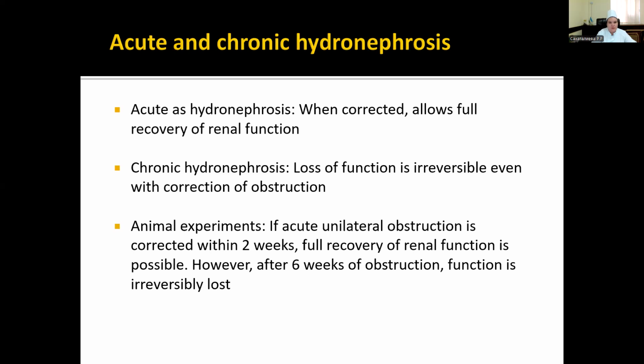Acute hydronephrosis, when corrected, allows full recovery of renal function. In chronic hydronephrosis, loss of function is irreversible even with correction of the obstruction. In animal experiments, if acute unilateral obstruction is corrected within 2 weeks, full recovery of renal function is possible. However, after 6 weeks of obstruction, function is irreversibly lost.